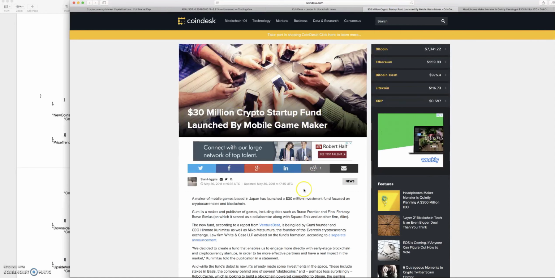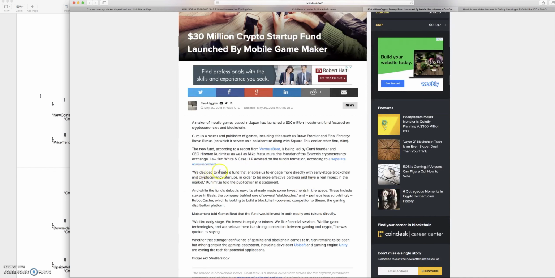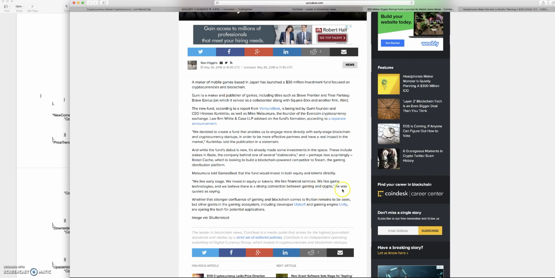So basically, there's a $30 million crypto startup fund that was launched by a mobile game maker. So this is actually really cool. It says, we decided to create a fund that enables us to engage more directly with early stage blockchain and cryptocurrency startups in order to be more effective partners and have real impact in the market. They like early stage companies.